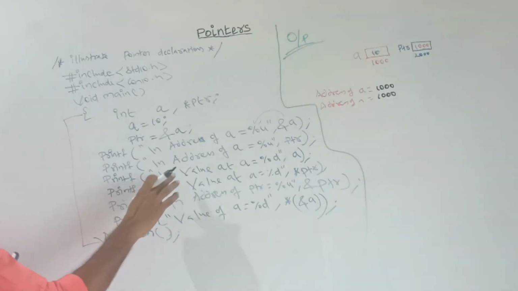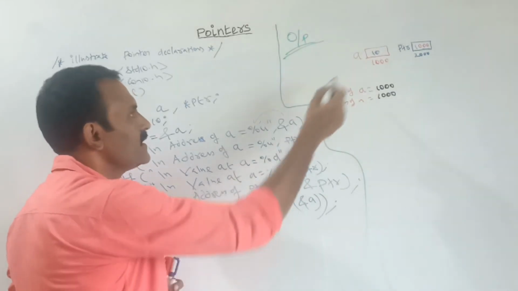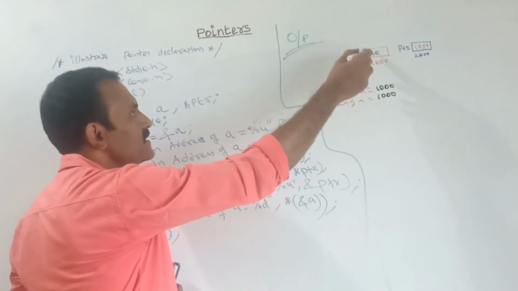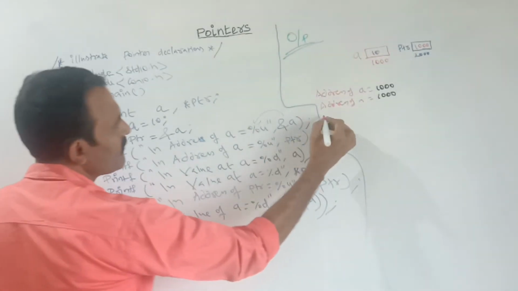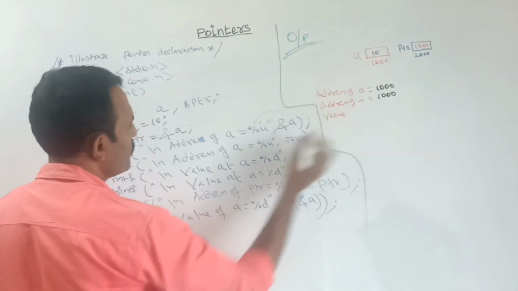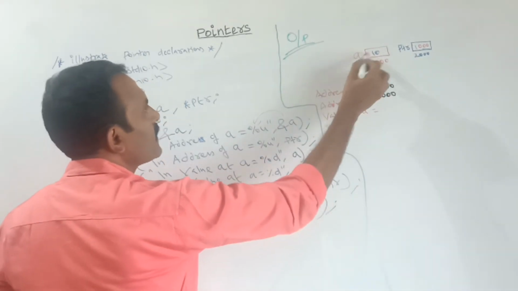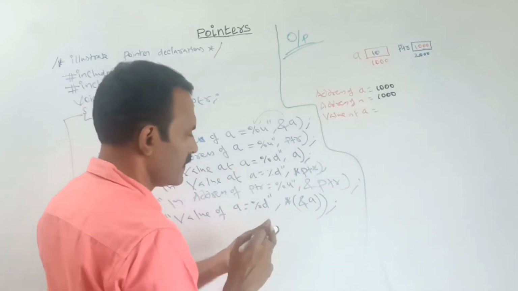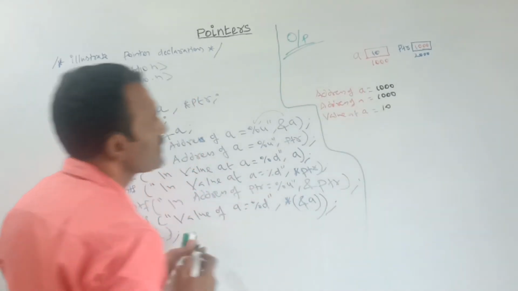And the next one: value at A, percentage D, next A. That is normally the value inside this A, and that will print here. So this message, value at A. At A what is the value here? 10. So this result is displayed as 10.